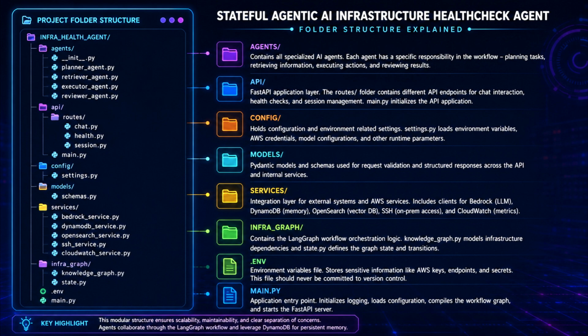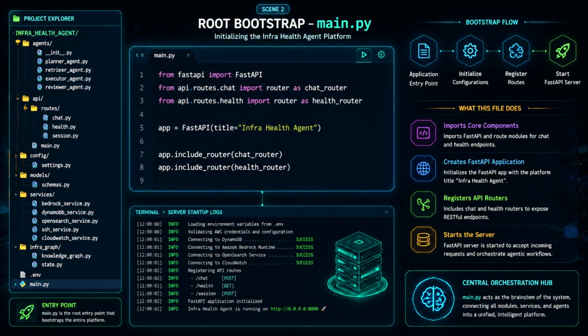Most importantly, Amazon DynamoDB serves as persistent memory, storing conversations, incident history, approvals, and remediation outcomes. This stateful memory allows the agent to remember context across sessions, turning it into an evolving infrastructure copilot rather than a simple stateless chatbot. Every enterprise system needs a bootstrap layer, and in our architecture that responsibility belongs to the root main.py file. This file initializes the entire runtime environment.